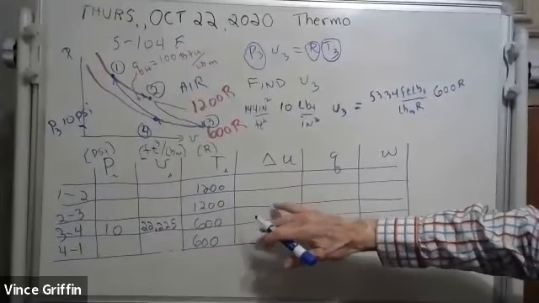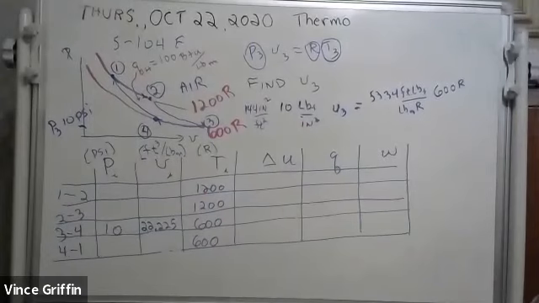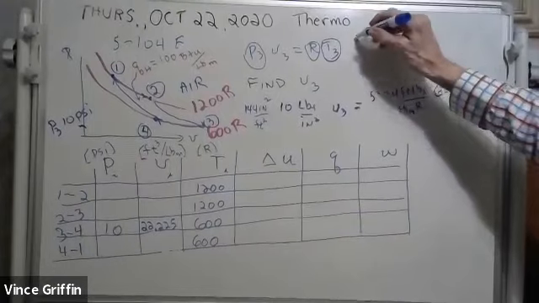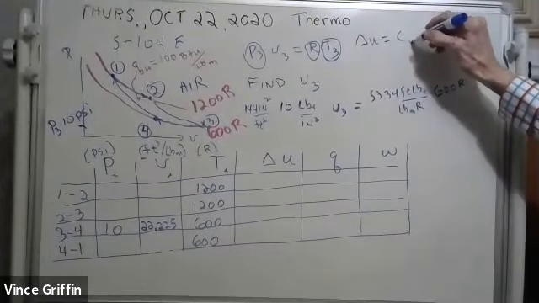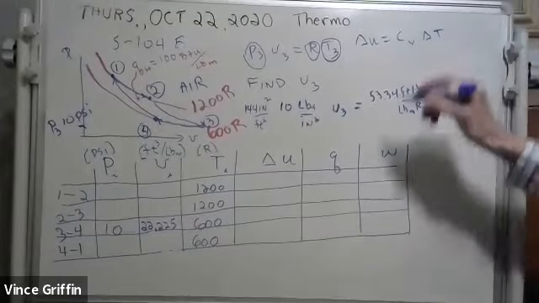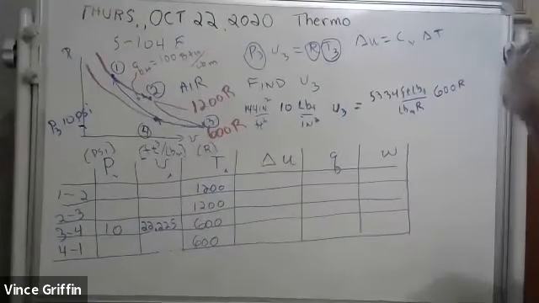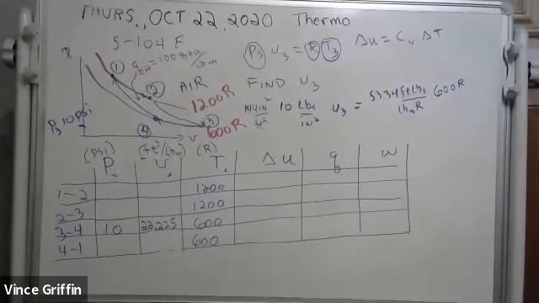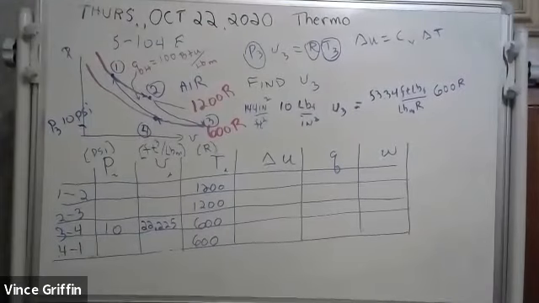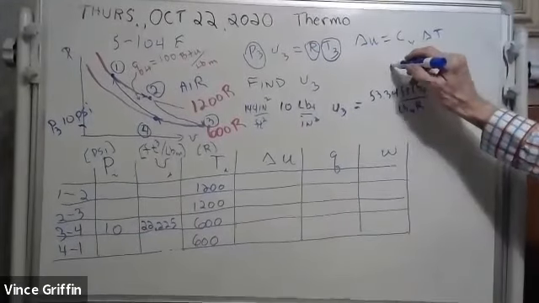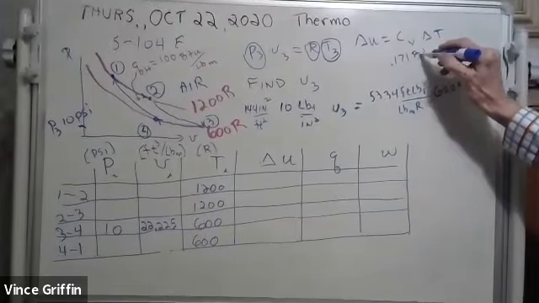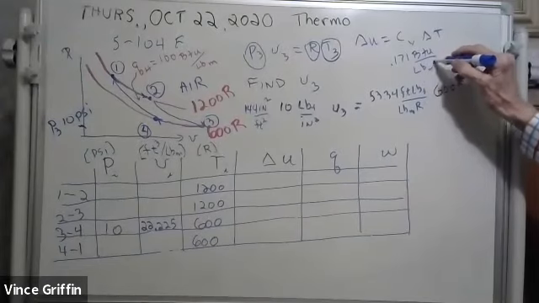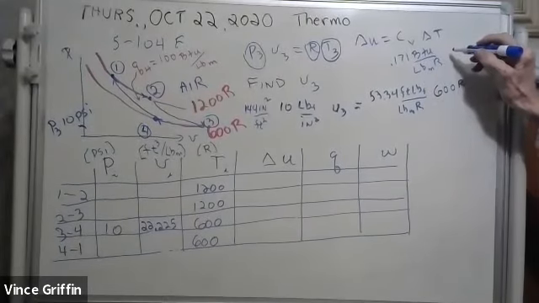Now, here, let me get these delta U's for you. Those are pretty easy. There's a little room up here. See, delta U is equal to C sub V delta T for ideal gases. Okay, great. Well, you have to go look up C sub V. Well, in the back, I can show you where it is, but it's 0.171 BTUs per pound mass per Rankine.